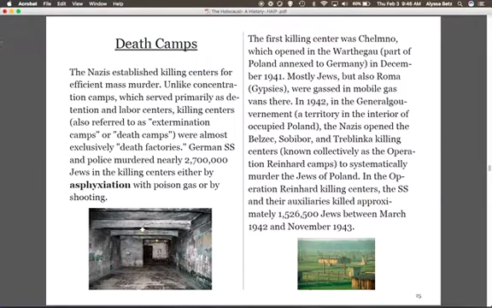The first killing center was Chełmno, which opened in the Warthegau, part of Poland annexed by Germany, in December of 1941. Mostly Jews, but also Roma, Gypsies, were gassed in mobile gas vans there.